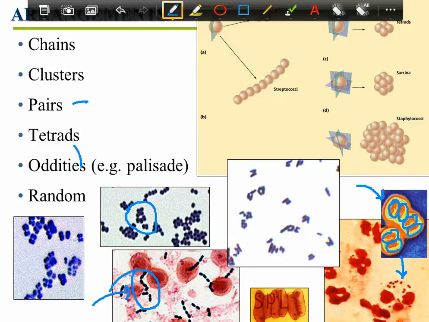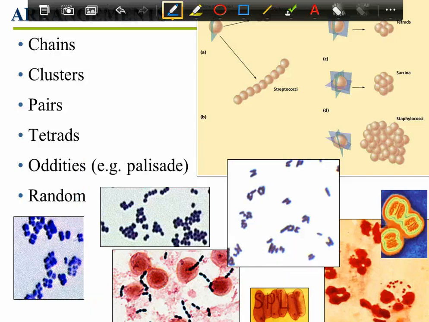Tetrads. Look at this one right here. Groups of 4. Then you've got some odd ones. Look at this. This is Corynebacterium again. And notice, right here is a good example. Look right below here. It looks like the cells are lined up like a picket fence, or as if you put stakes in the ground next to each other. That's called a palisade.